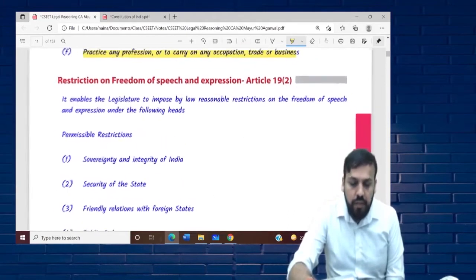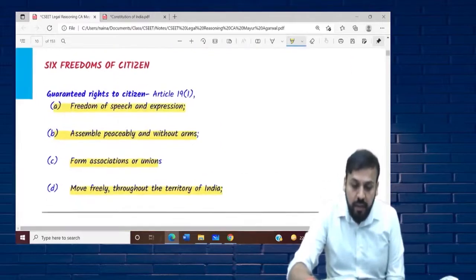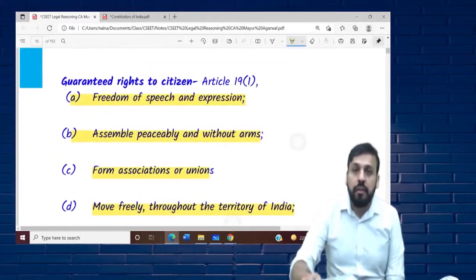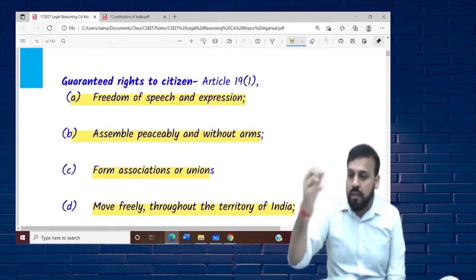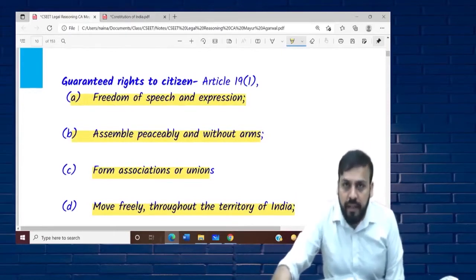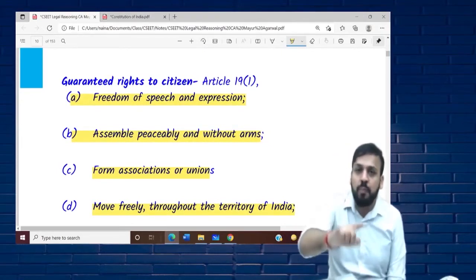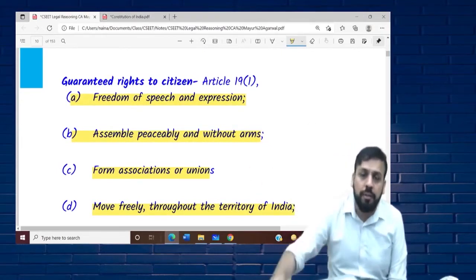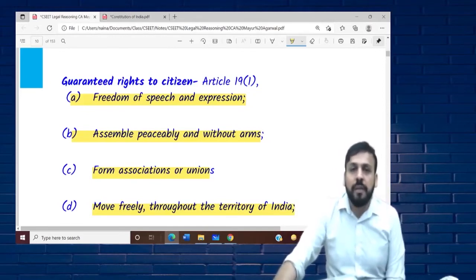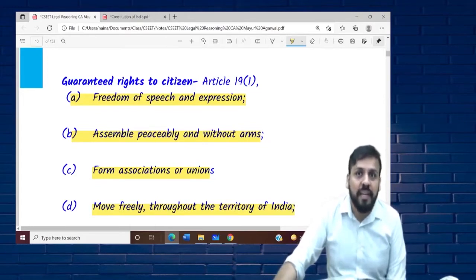Next is what? Restriction on freedom of speech. See, this freedom of speech is given, but there are certain restrictions. If your speech is creating violence in the society, creating riots in the society, dangal ho jayega, not allowed. Your speech is spoiling the two country relationship, not allowed. Your speech is against the security of India, like you are talking about where military is posted and what your military secrets are, that is not allowed.